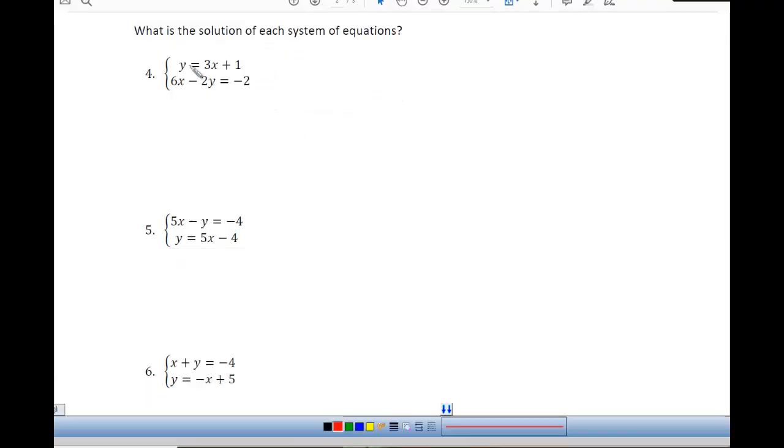So again, this one's already set: y equals this. So I'm going to go ahead and replace that in there for y. So I have 6 times x minus 2 times y, but I'm going to replace y with 3x plus 1, equals negative 2. I'm going to go ahead and distribute. Watch your sign out here. So that's 6x. Negative 2 times 3x is negative 6x, and negative 2 times a 1 is negative 2.